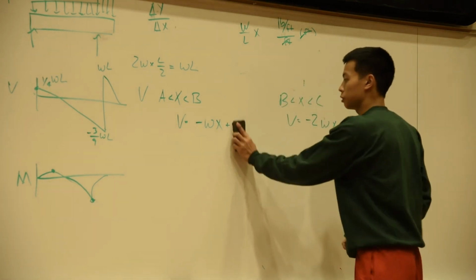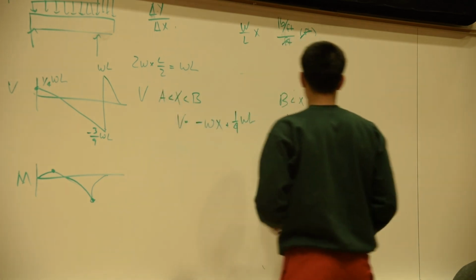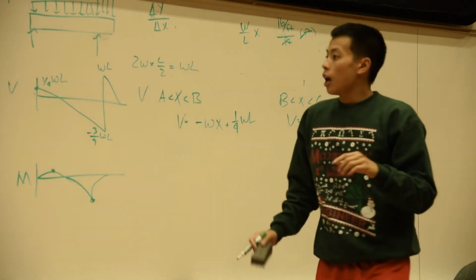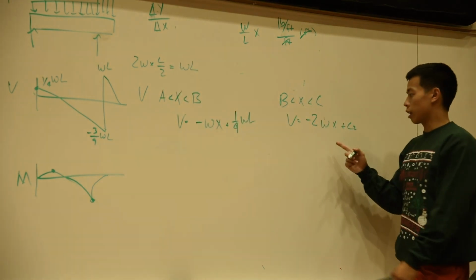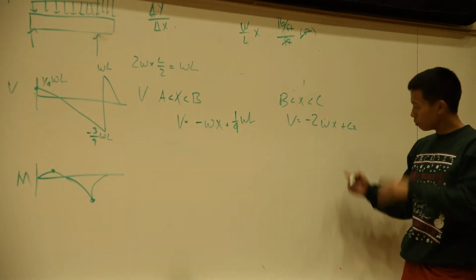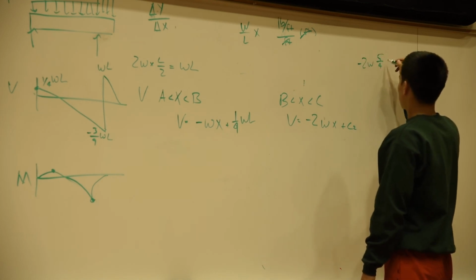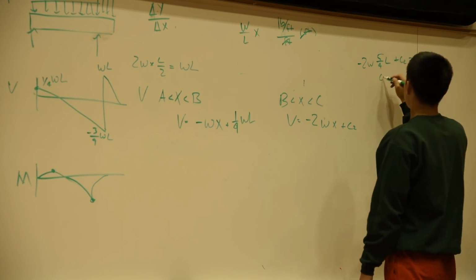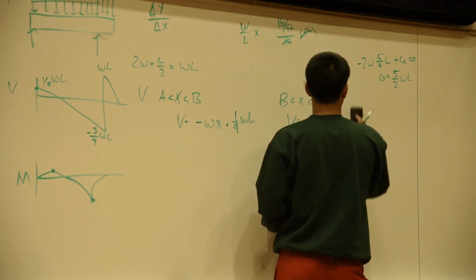So, you know, C1 here is equal to 1/4 WL. And then here, you know at x equals 5/4 L, you should be at 0 again. So if you were to plug in 5/4 L, you should be left with 0. So negative 2W times 5/4 L plus C2 equals 0. C2 equals 5/2 WL. Positive.